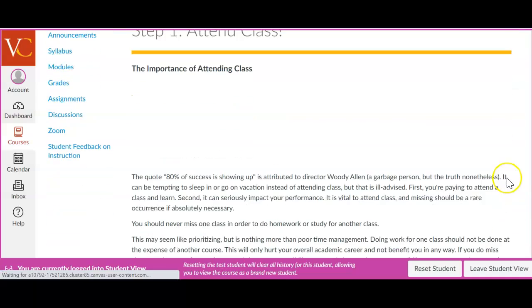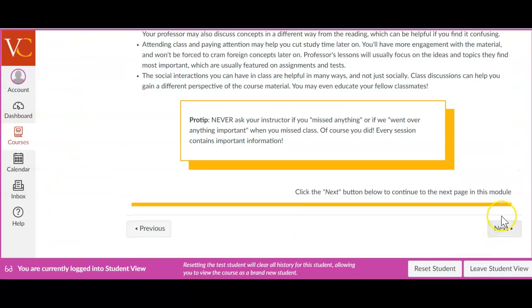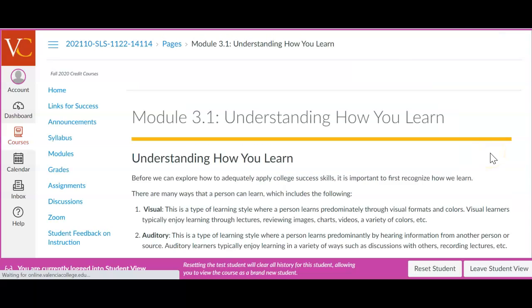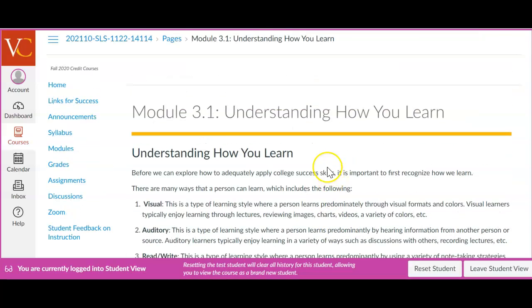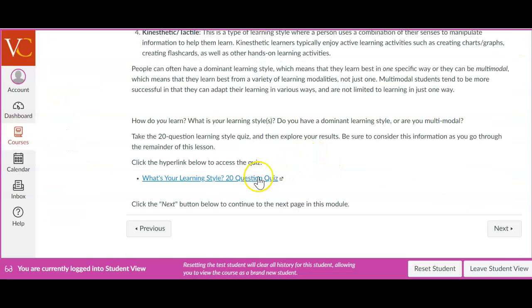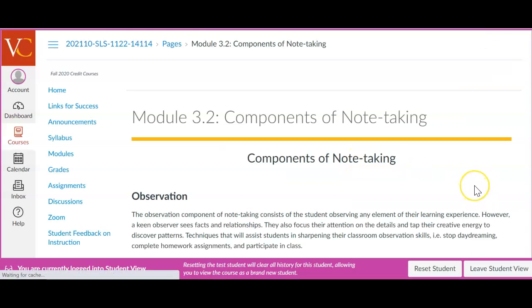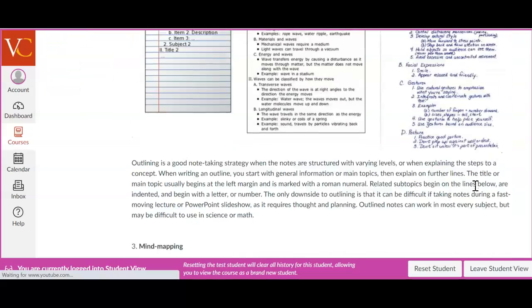Now I've created a bunch of different bits of advice and things like that, taught you how to study, given you some strategies. So to actually complete the assignment in understanding how you learn, you're going to take the What's Your Learning Style quiz. This is going to tell you if you're an auditory learner or a visual learner. That's something you're going to respond to in your reflection. So once you take that, you can continue to move on.